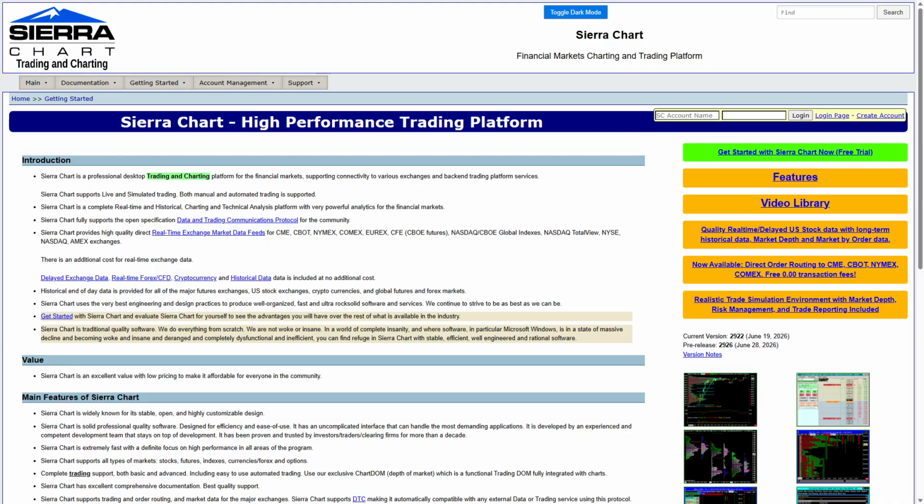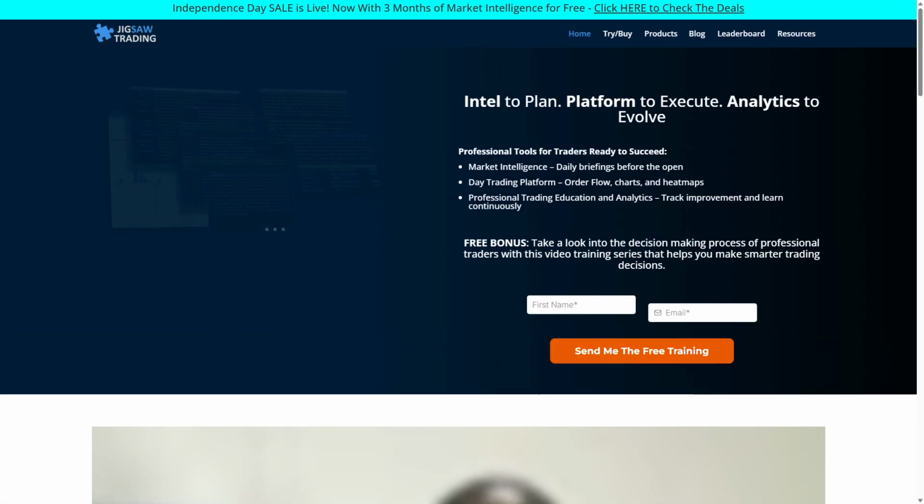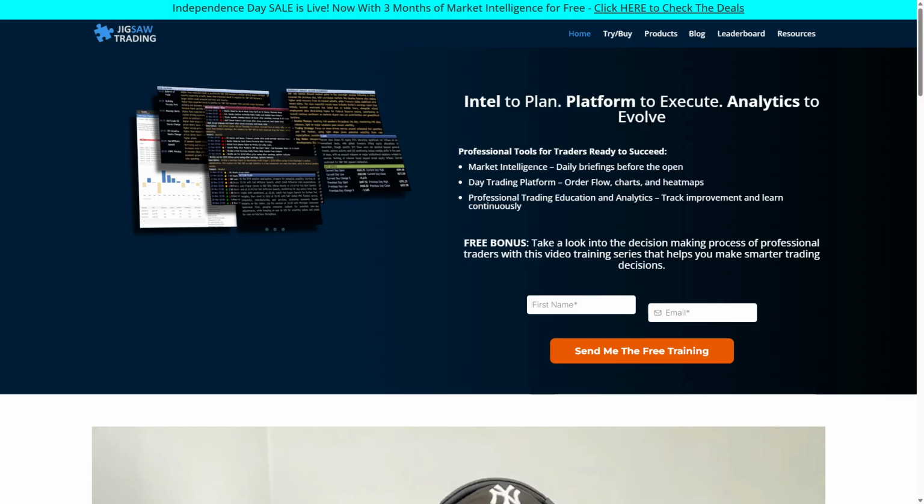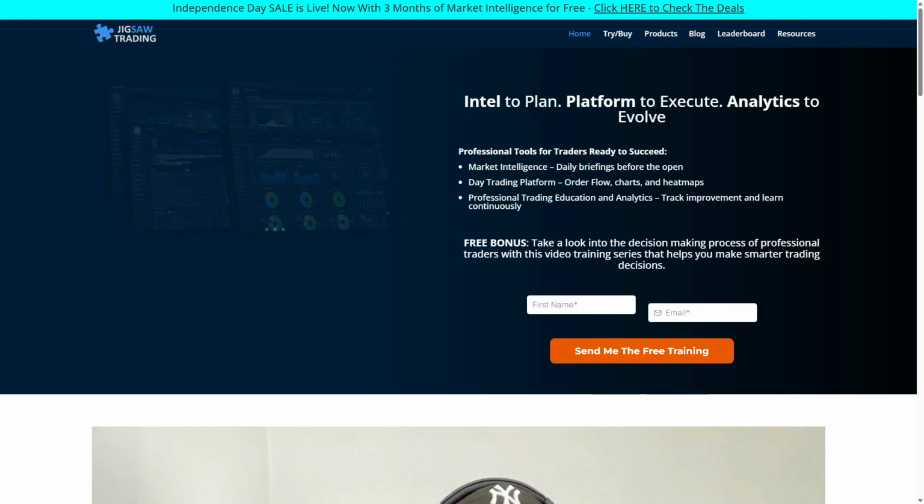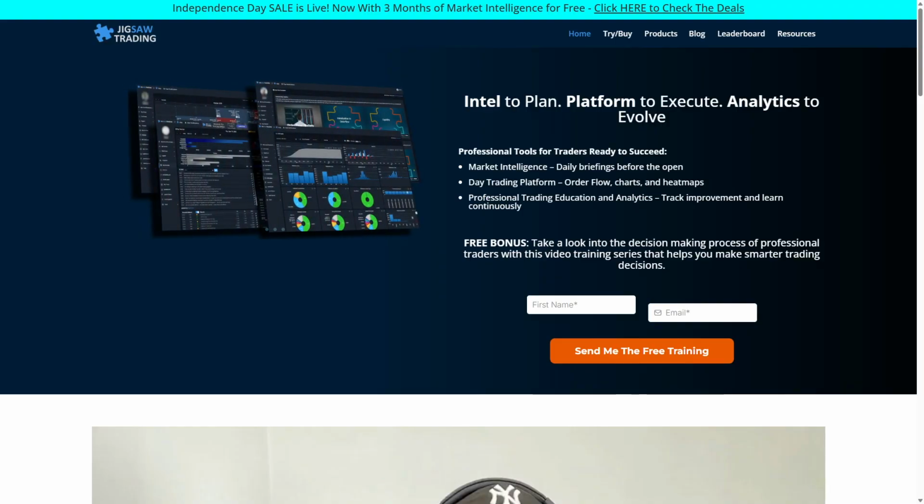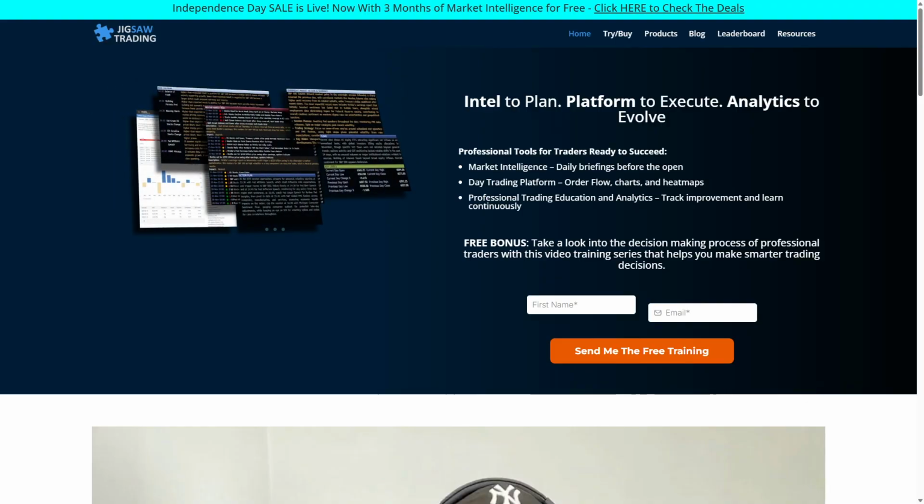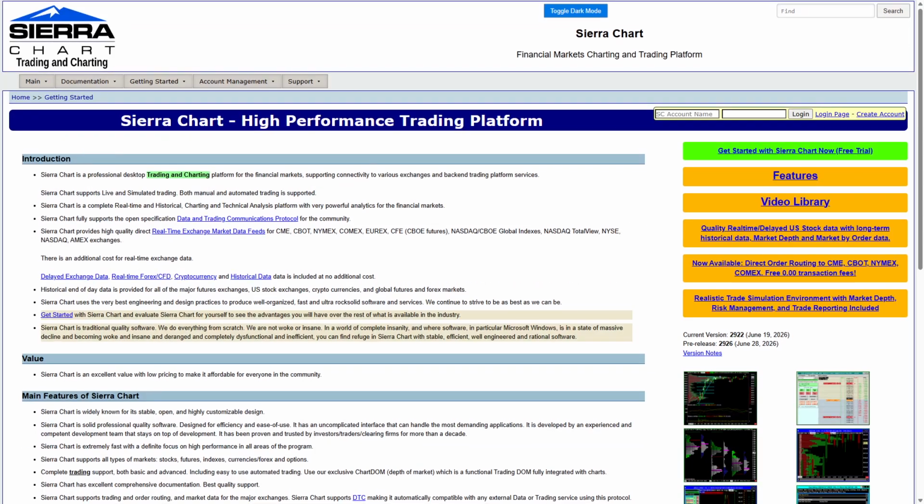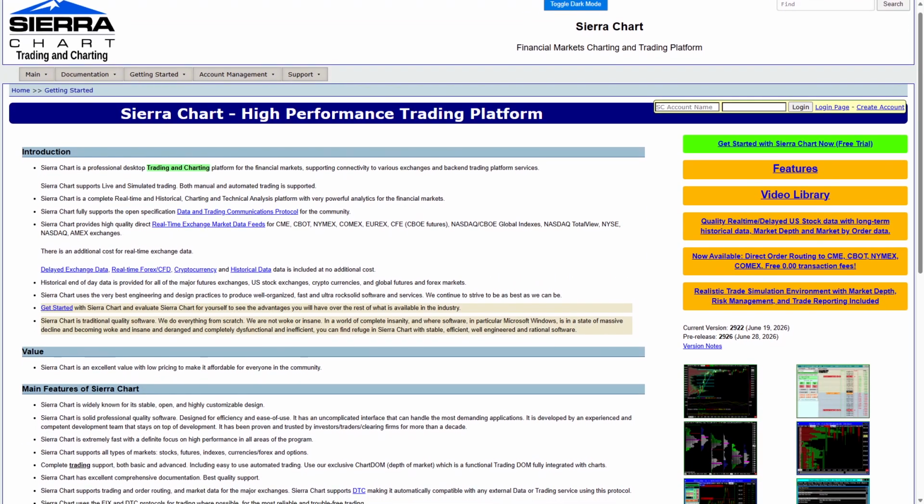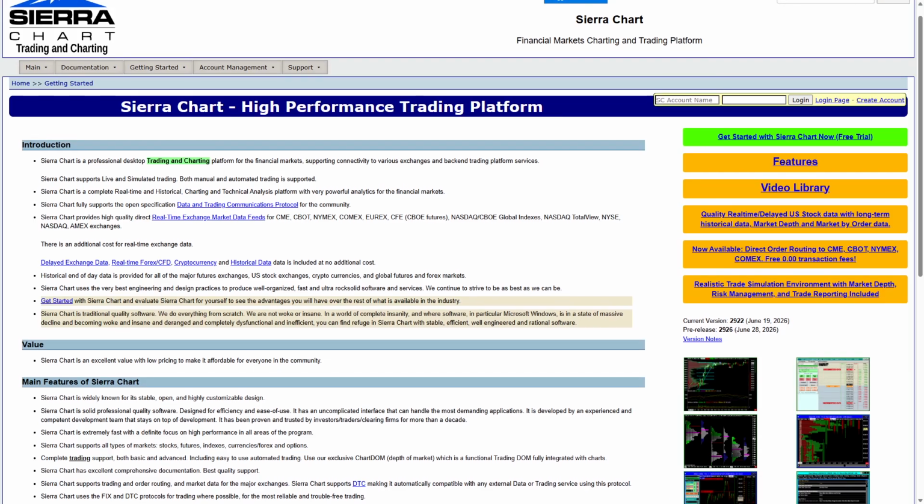Sierra Chart and Jigsaw Trading are both powerful order flow platforms designed for traders seeking deeper market insight. The core difference lies in Sierra Chart's comprehensive data flexibility versus Jigsaw's specialized focus on order flow visualization and ease of use.